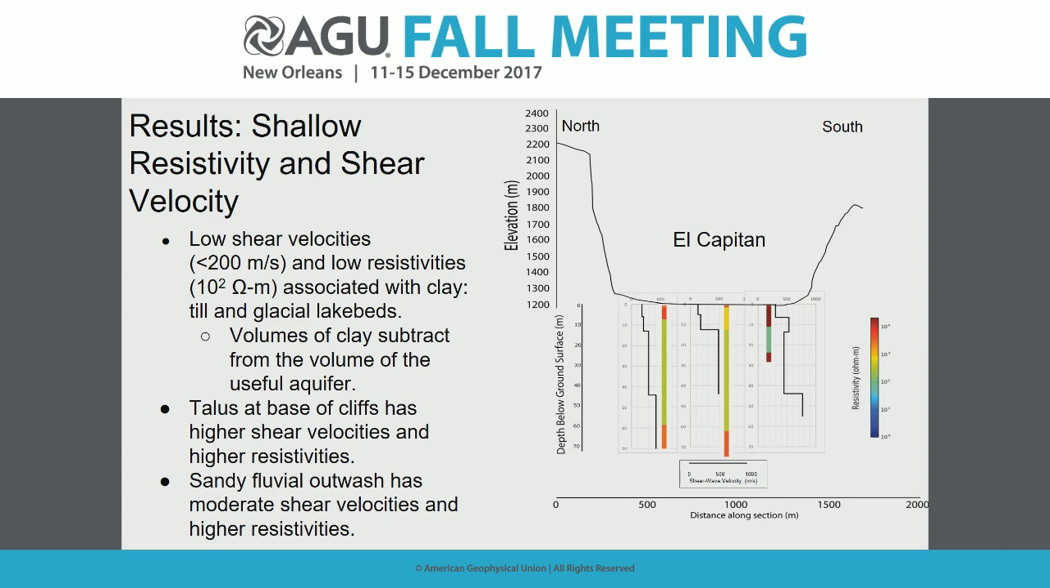Our shallow results yielded low shear velocities for the upper layers. A low shear velocity in this area would be less than 200 meters per second, and for the resistivity, it would be about 100 ohm meters. Both of these attributes are associated with clay that comes from till and glacial clay beds, glacial lake beds. When you find the area of your clay, you're going to have to subtract that from the area of the aquifer, just because it's taking up area in there.